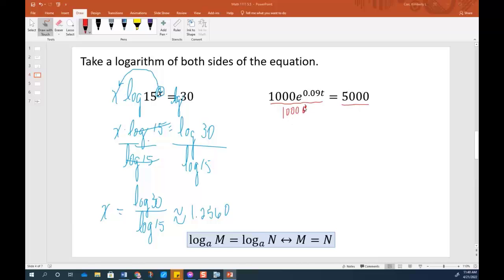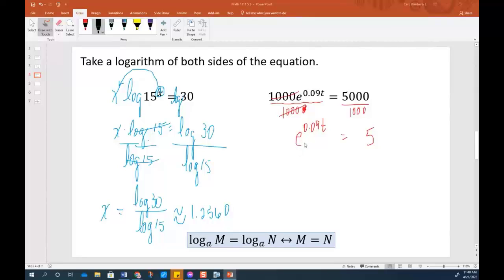And I don't know what that extra 0 was for. Please just let me scribble that out. So here the 1,000 cancels with 1,000. I have e to the 0.09t is equal to 5. I can take a log of both sides, and I can take just like I did on this first one, log, just regular log.